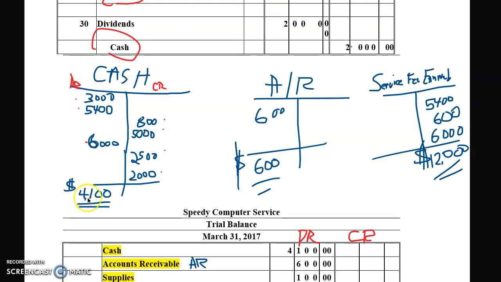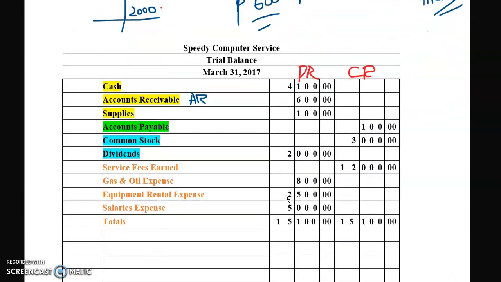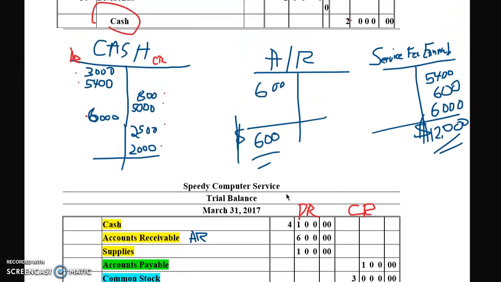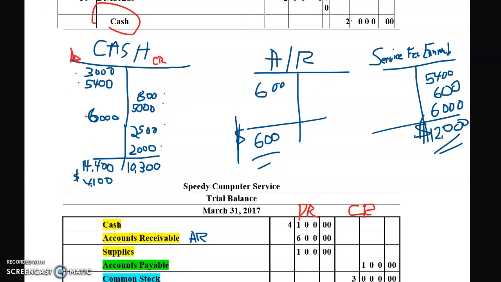Some people will do this. I'm erasing. What they'll do, I'll just show you one way. They'll add up the left side. So again, that's 14,400, which, by the way, that's going to sound like a really crazy glitch, but I just paused the video and then I added up these three numbers on the debit side. I got 14,400. Added up these four numbers on the credit side, I got 10,300, and the difference is 4,100, and that goes there.